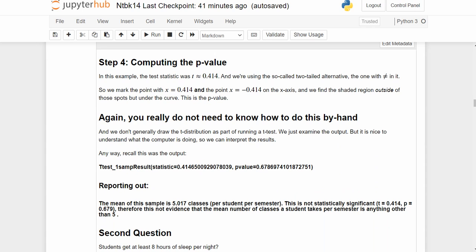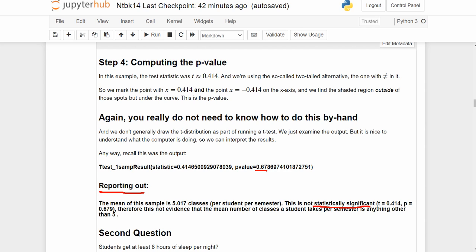And here we get out into the reporting out area, right? So yes, I already showed you this. We already saw the code block where we found that out, okay? But based on a p-value of 0.678697, right? The mean of this sample, based on the mean of the sample, there is not statistically significant evidence.